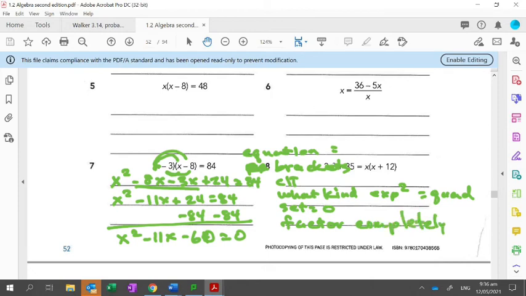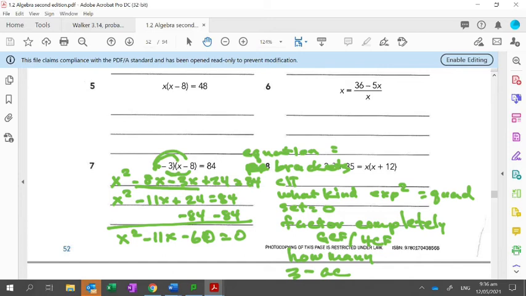I'm going to pretend that I'm abbreviating factorize as factor. All right, factor it completely. So first I'll look for a GCF or HCF. There you go. Is there anything common to x squared, negative 11x, and negative 60? No. How many terms? 3 terms.